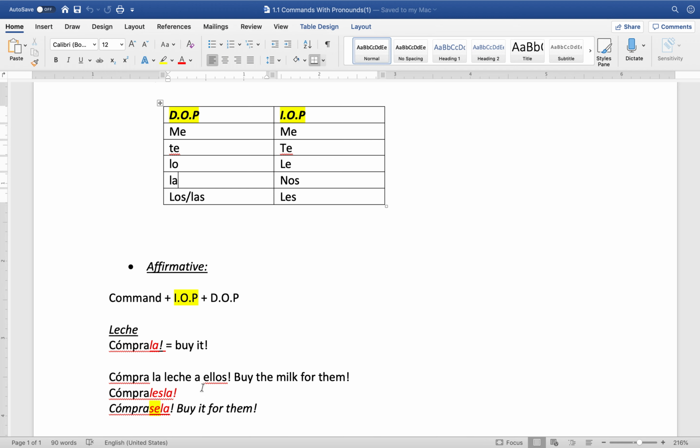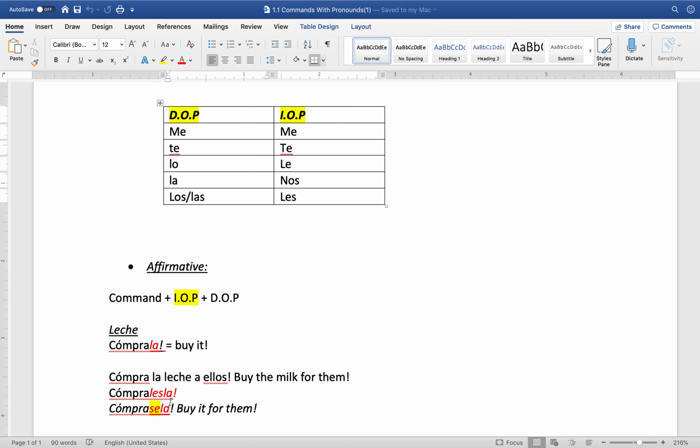Compra. So again, according to the formula, this one goes first. I'm saying for whom you're going to buy the milk, which is them, right? Them is les. Compra, les. And then what I'm going to buy, according to the formula, the direct object pronoun, is next. So I'm going to replace leche with la. So that would be cómprales la.